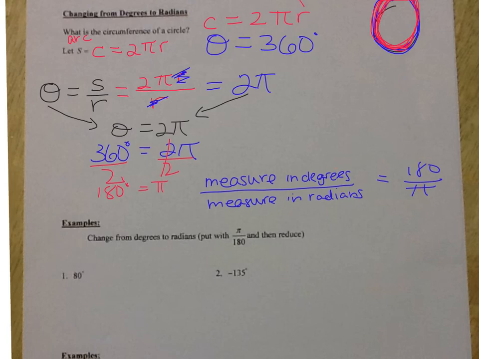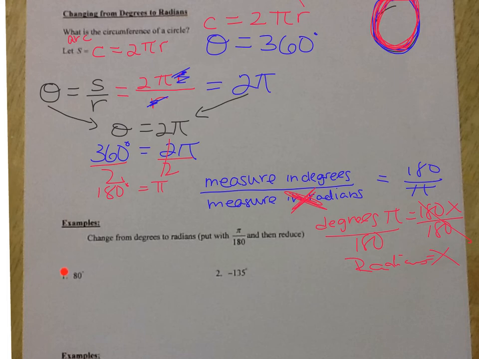And when I cross multiply, if I'm looking for my angle in radians, if this is my x, I cross multiply, I get my degrees times pi equals 180 times x, and then I divide both sides by 180. So you can see it's my degrees times pi divided by 180 degrees, and that will give me my angle in radians. Okay? So let's take a look at the first example.